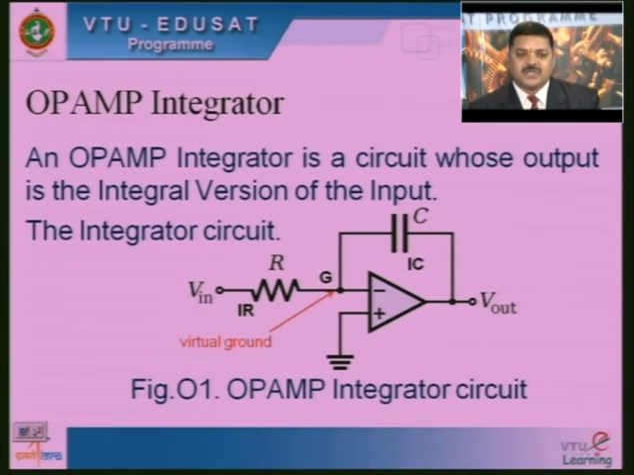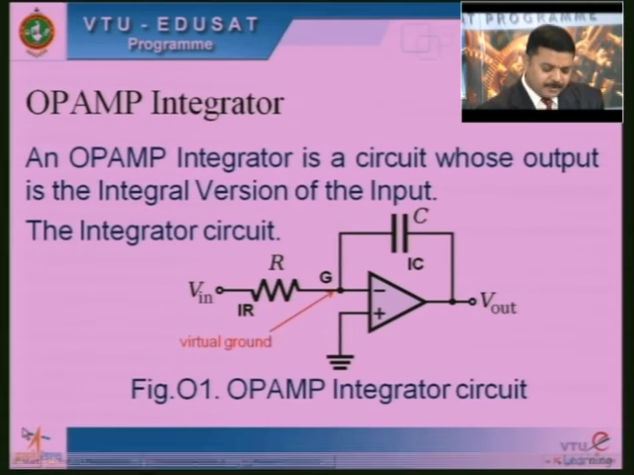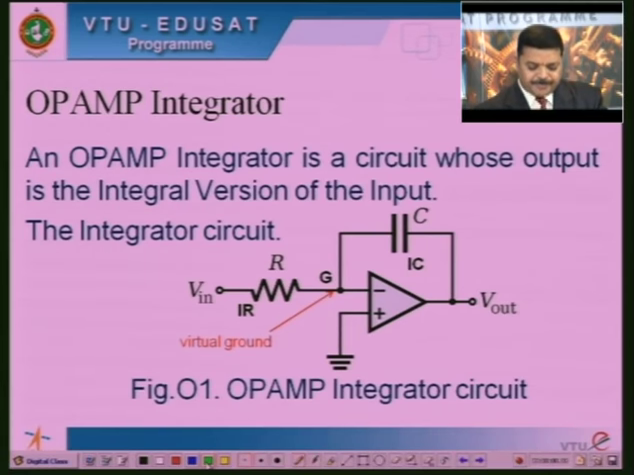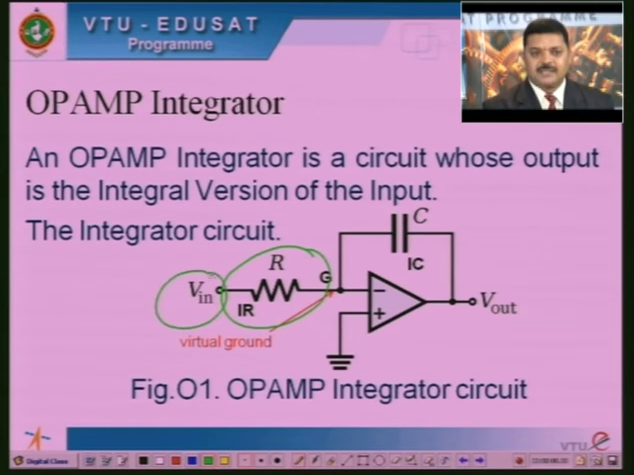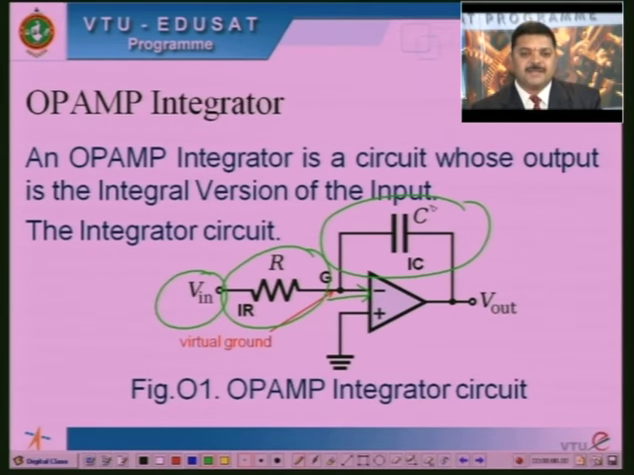The integrator circuit looks like this. Here we have considered the resistor R through which the input signal Vin is applied to the inverting input terminal, and the capacitor is considered instead of resistor in the feedback path. We are considering the capacitor. So, what is the difference between inverting amplifier and inverting integrator? Only difference is instead of using resistor in the feedback path of inverting amplifier, we will be using the capacitor.